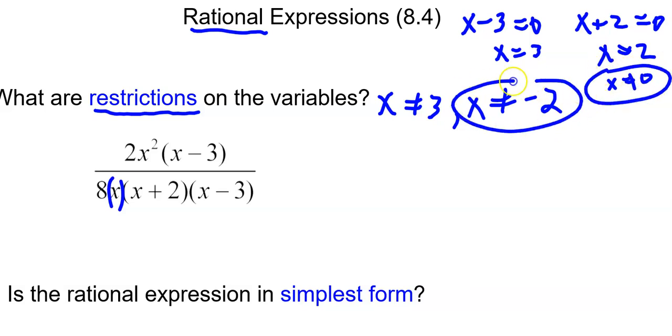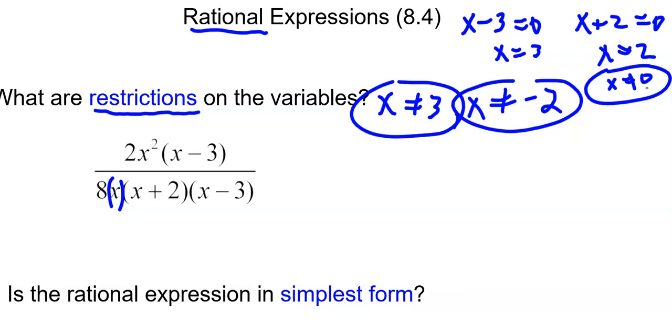So there are really three restrictions here. x can't equal 3, can't equal negative 2, and x can't equal 0. Because if they did, the graph would be undefined there. The graph would be not continuous at those points, discontinuous.